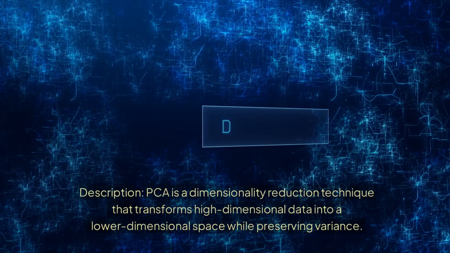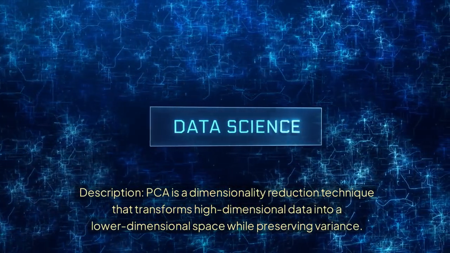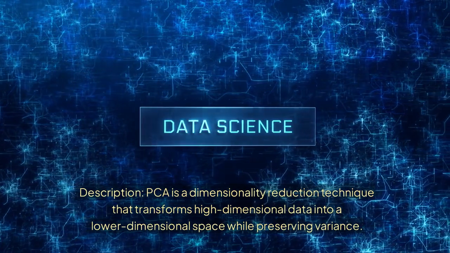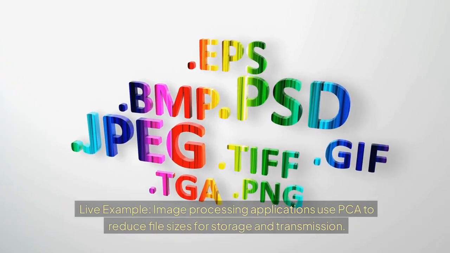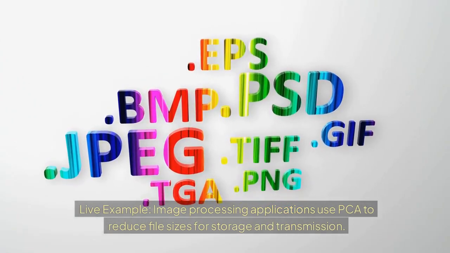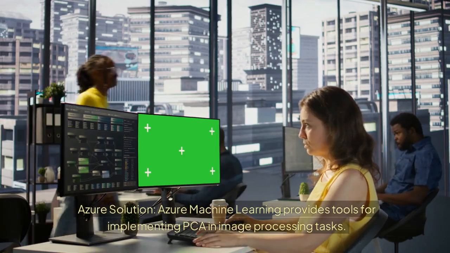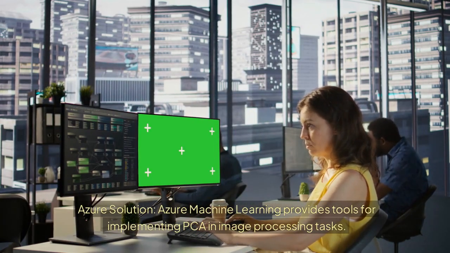9. Principal component analysis, PCA. Description: PCA is a dimensionality reduction technique that transforms high-dimensional data into a lower-dimensional space while preserving variance. Live example: Image processing applications use PCA to reduce file sizes for storage and transmission. Azure solution: Azure Machine Learning provides tools for implementing PCA in image processing tasks.